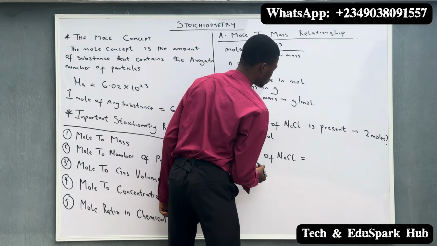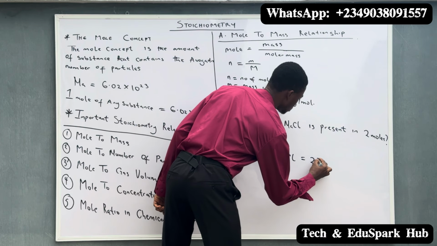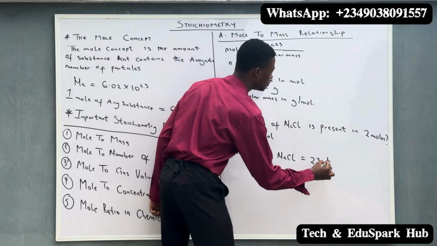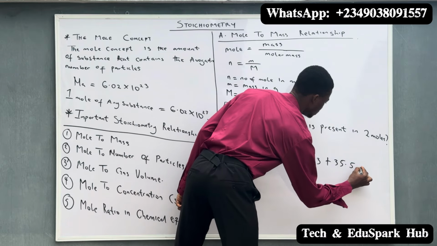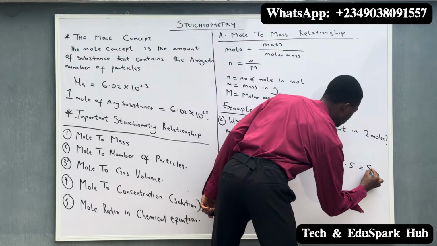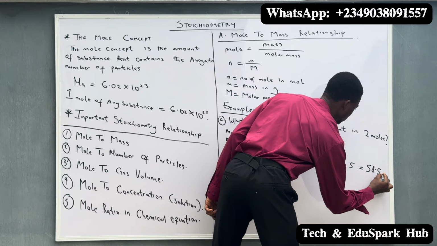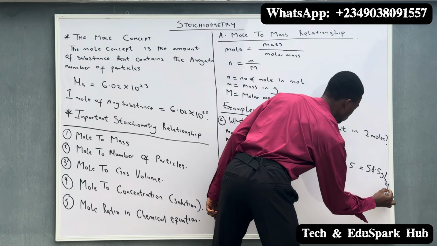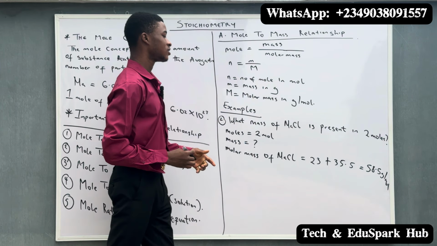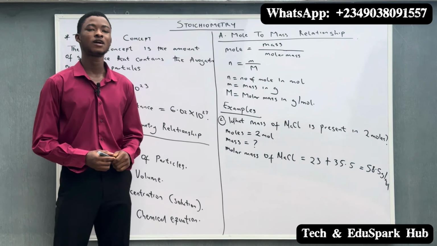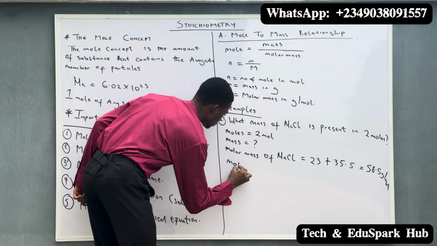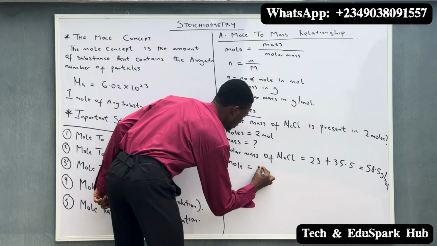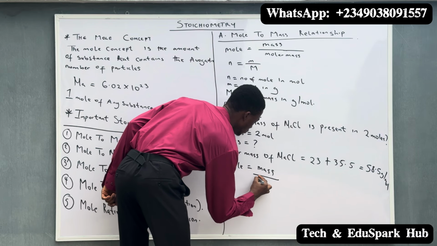is given as, what is sodium? Sodium is 23 plus chlorine, which is 35.5, is given as 58.5 grams per mole. So this is our molar mass. So our molar mass is 58.5 grams per mole. And from our formula, we know that mole is equal to mass over molar mass.